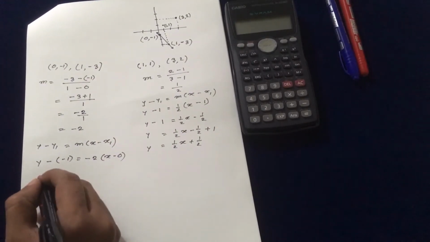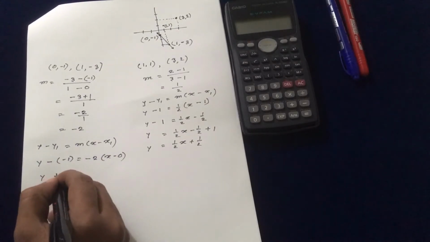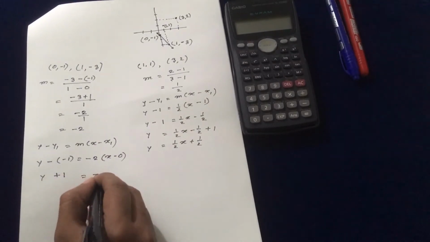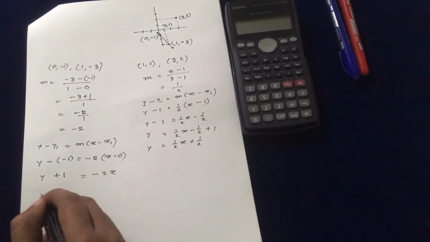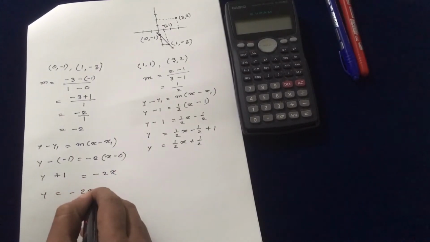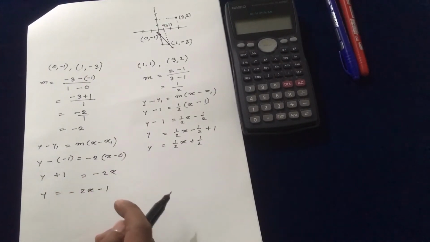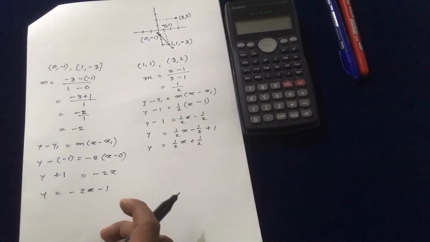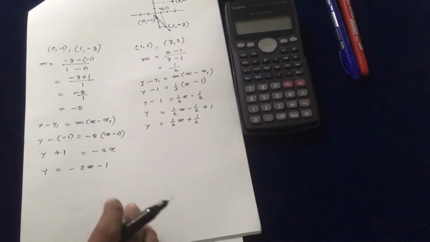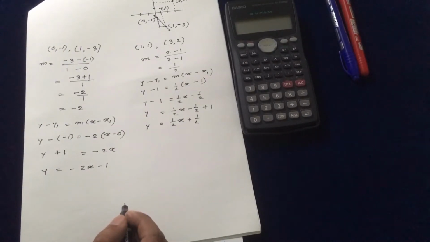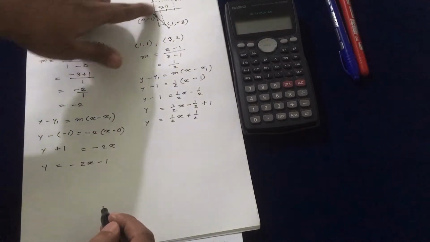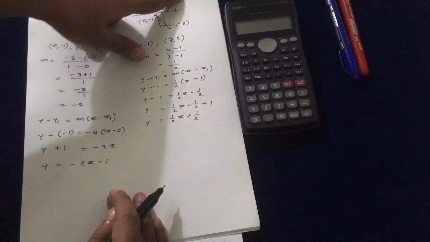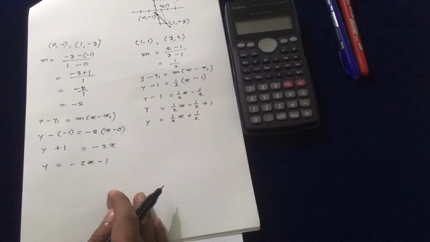Then this is plus 1 equal to minus twice x, then y equals what? y equals minus 2x minus 1. And this makes sense. See, the y-intercept is minus 1 here. It makes sense, okay. Now as we are trying to investigate if this line and the line which we will get by joining these two points are perpendicular or parallel.